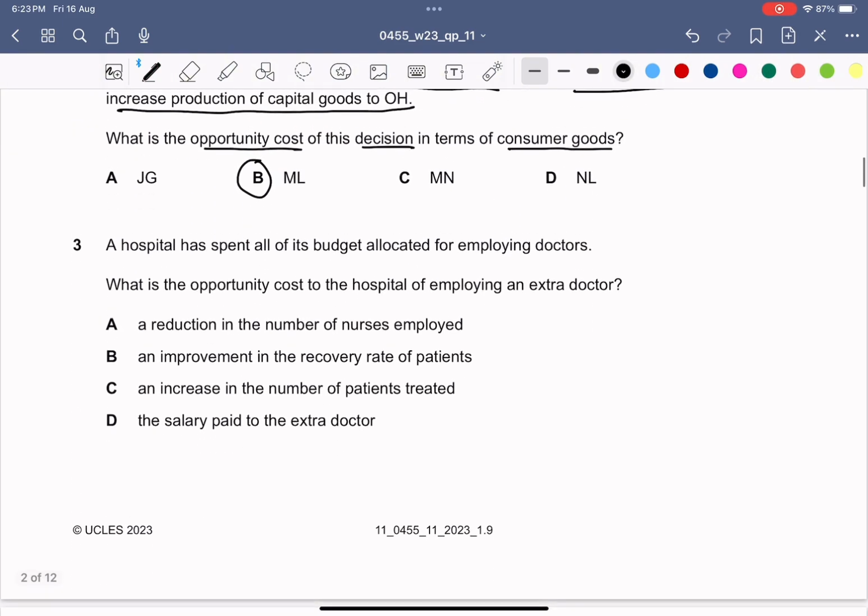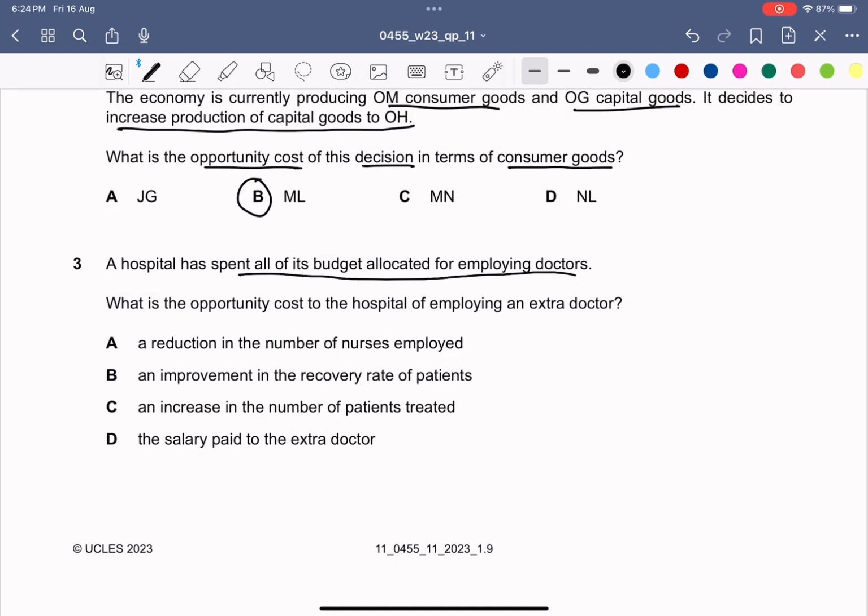Moving on. A hospital has spent all of its budget allocated for employing doctors. What is the opportunity cost to the hospital of employing an extra doctor? First, opportunity cost is the cost of the next best opportunity given up when making an economic decision. And right now, the decision is to employ one extra doctor.